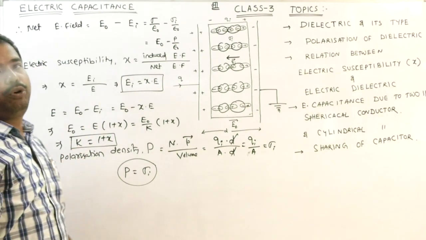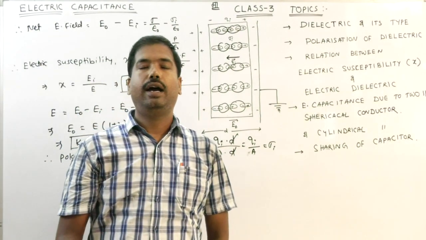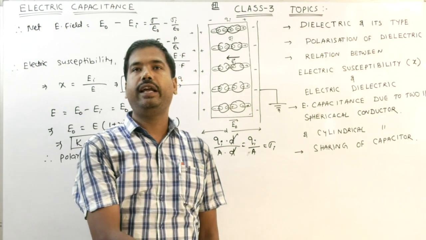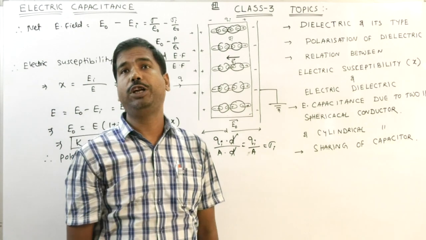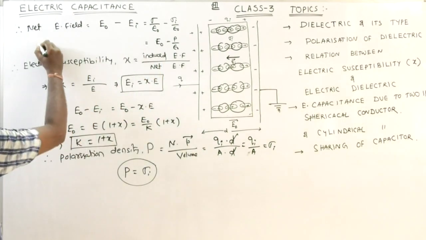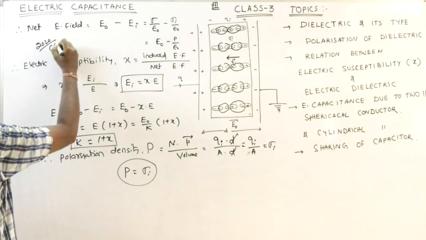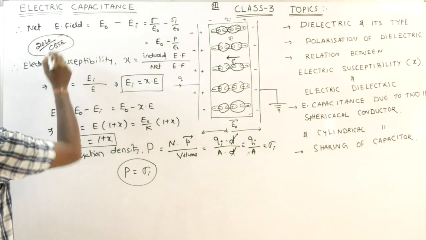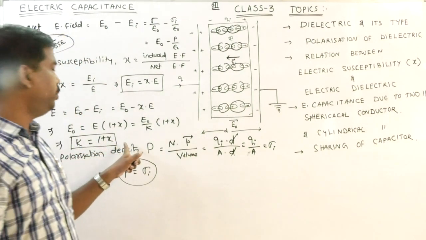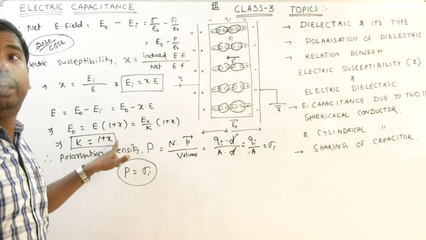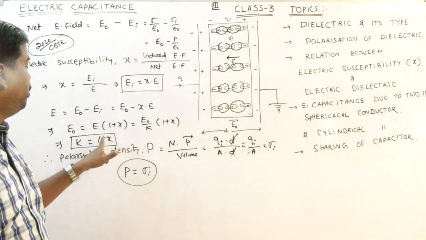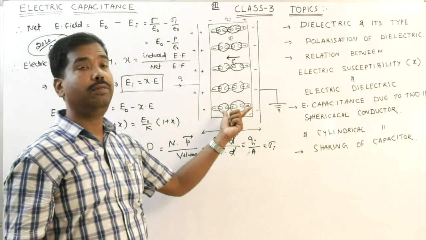This is an important question. I think this is an important question from the exam point of view, and it already appeared in 2020 CBSE. This year also. Clear? What is the relation between the dielectric constant and susceptibility? This is the relation between dielectric constant and susceptibility.